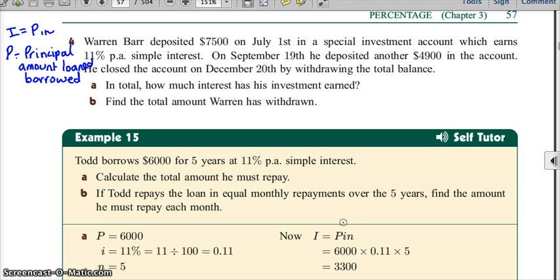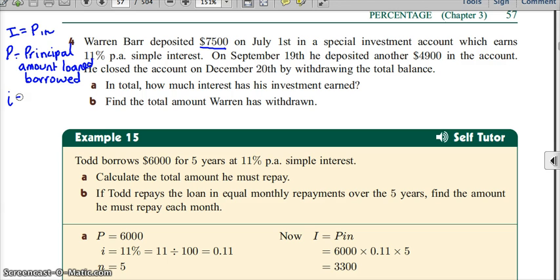Warren Barr deposited $7,500. So his principal is $7,500. That's how much he deposited. Deposited is the amount loaned to somebody else. He's depositing it somewhere else, into a bank. He's depositing, dropping it off. Okay.